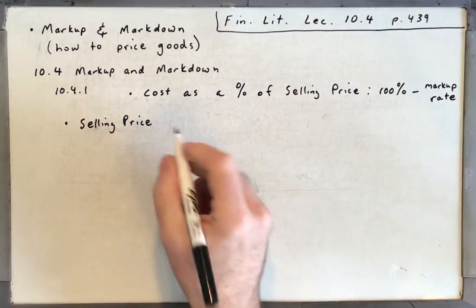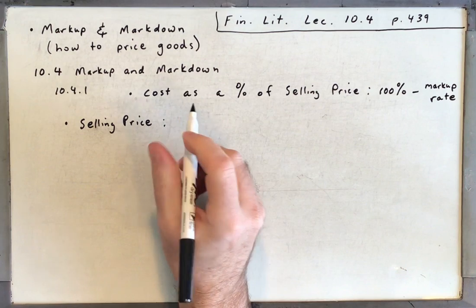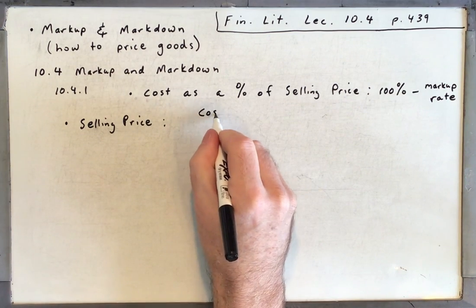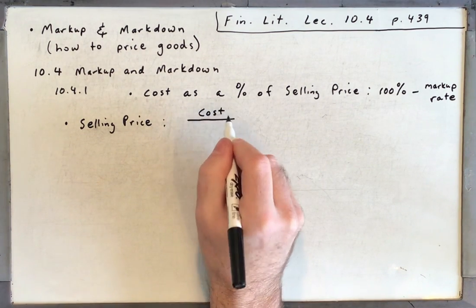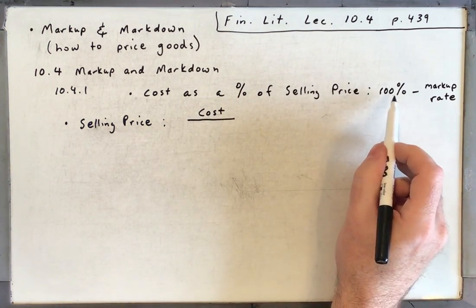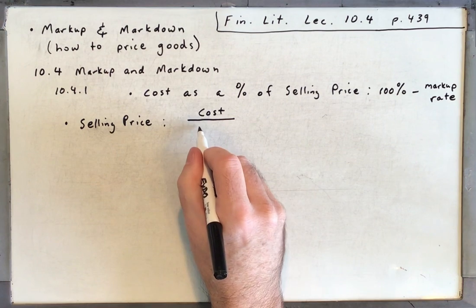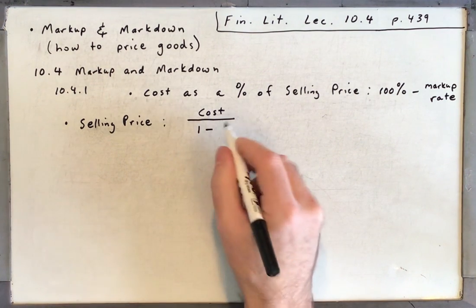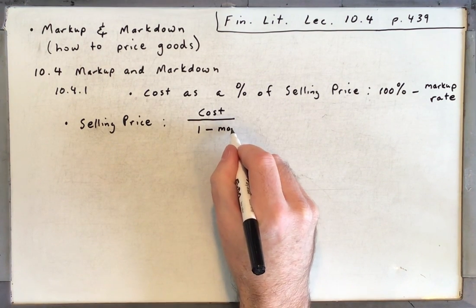And then for the selling price, which the problems are going to ask you to find, you would take the cost and divide that by the cost as a percent of selling price. So it's going to be 1 minus the markup rate.